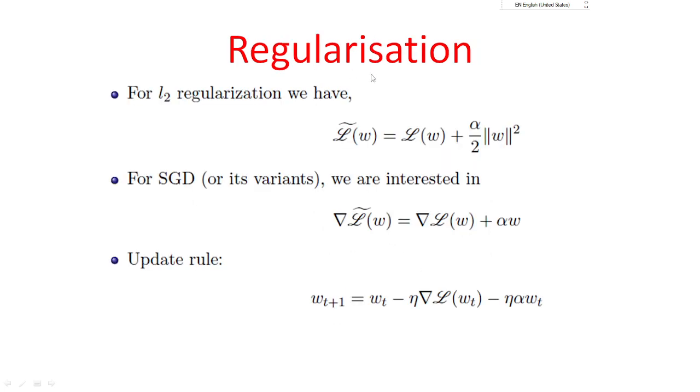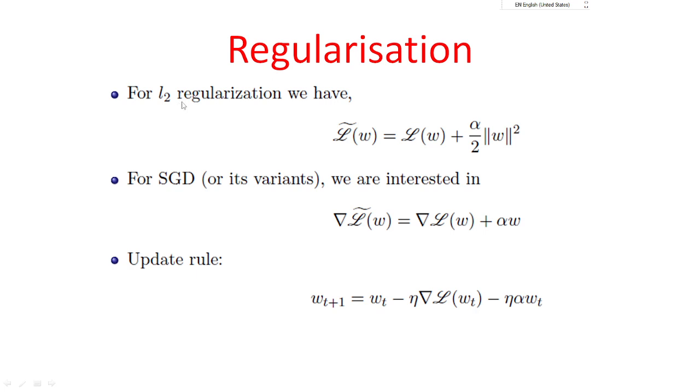Next is regularization. Why do we go for regularization? In regularization we are adding some penalty, and the effect is that we try to reduce overfitting. What is overfitting? In overfitting, the model works well for the training data set, but it will fail massively for the testing data set. That is called overfitting.